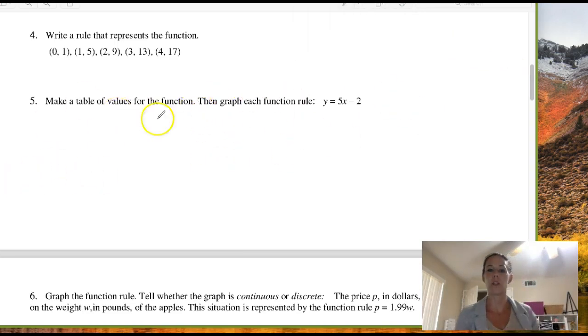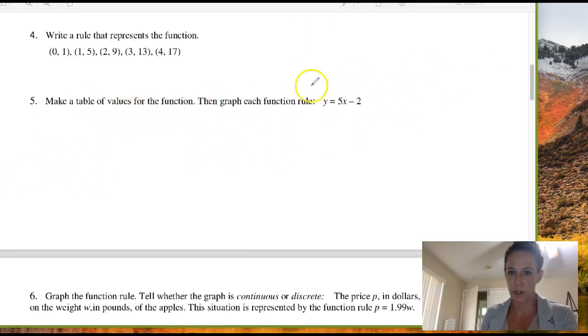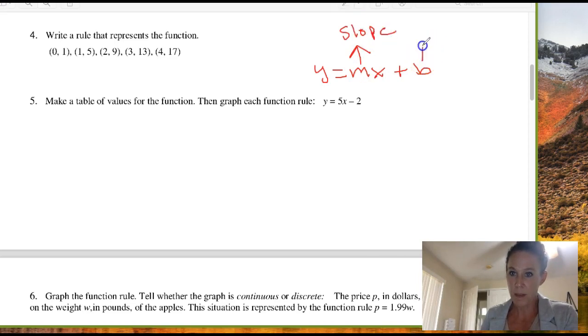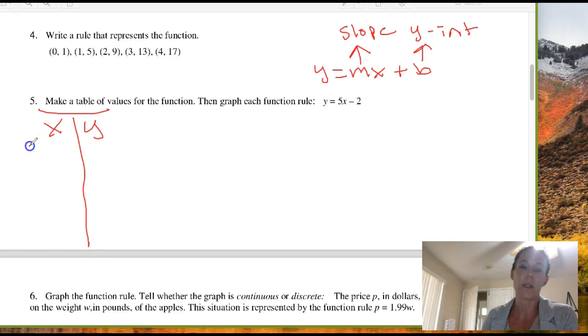Okay, this one wants you to make a table of values for this function, then graph the rule. Now, if I looked at slope-intercept form, y equals mx plus b, I know the number next to the x is my slope, and this number is my y-intercept. So I can already tell you my y-intercept is -2, my slope is 5, or 5 over 1. However, this asks you to make a table of values. So I want you to do what it asks so you can see another way of graphing without the slope and y-intercept.